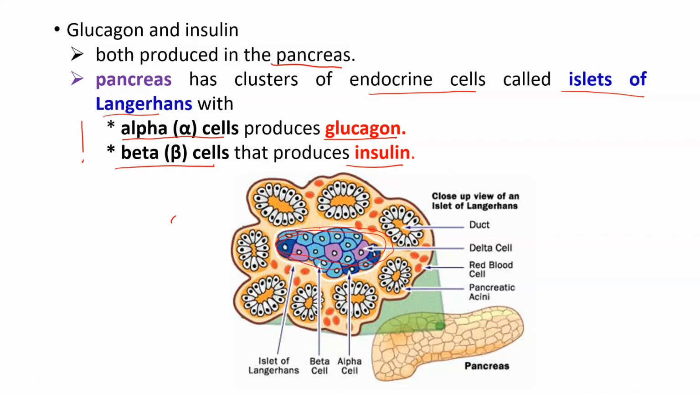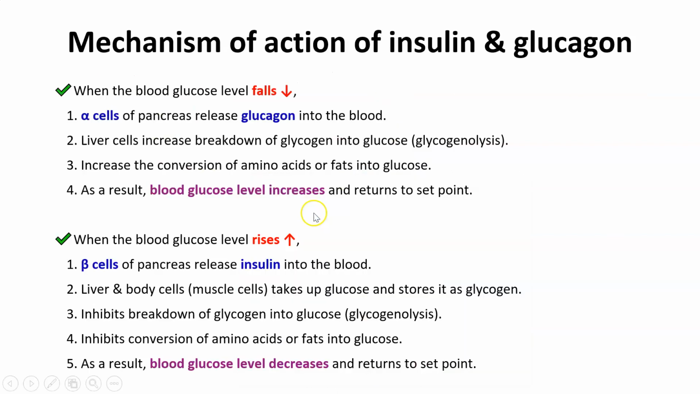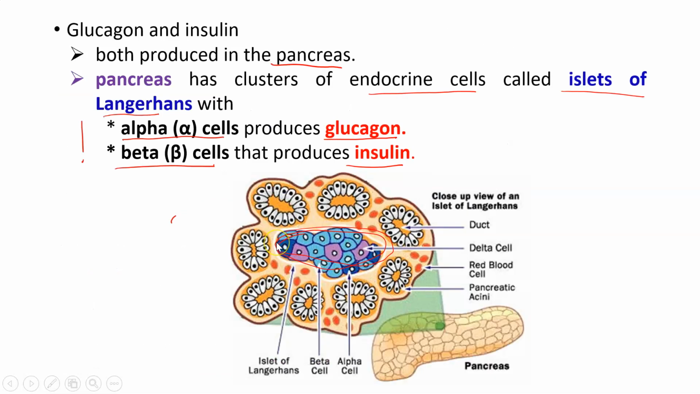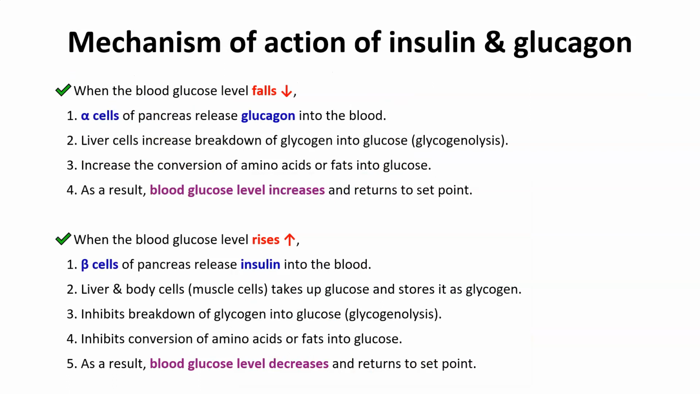So there is the alpha cell and the beta cell. Alpha, glucagon; beta, insulin. Another function of the pancreas, apart from secreting hormones, is that it also produces digestive enzymes, right? That is for another chapter, which we are not going to look at for our syllabus.